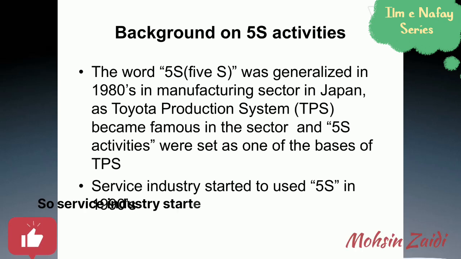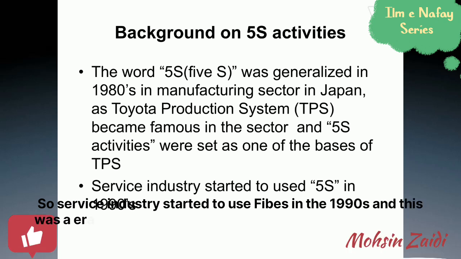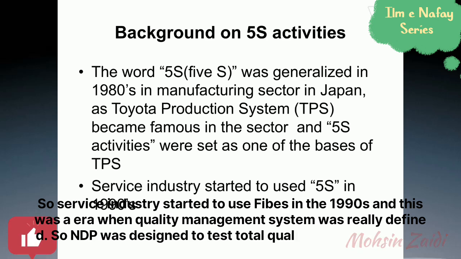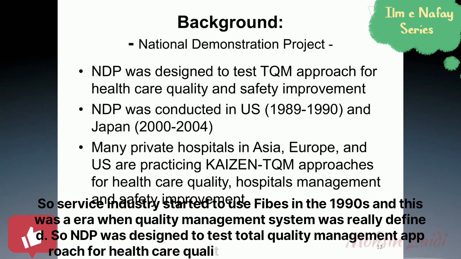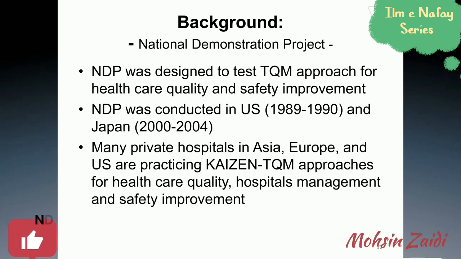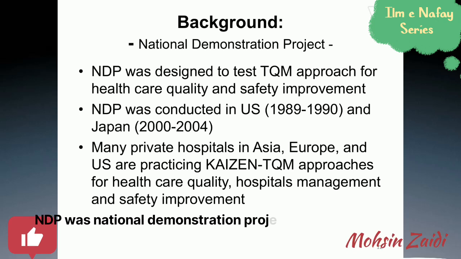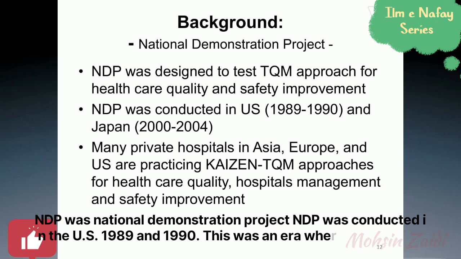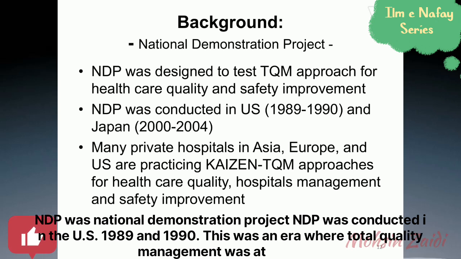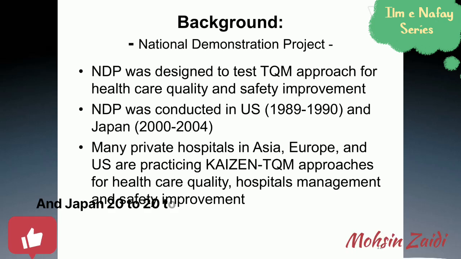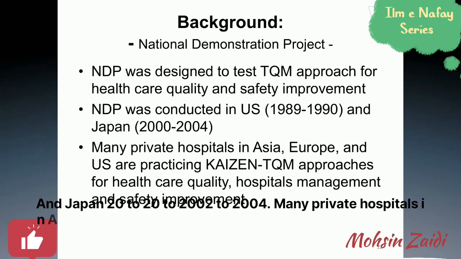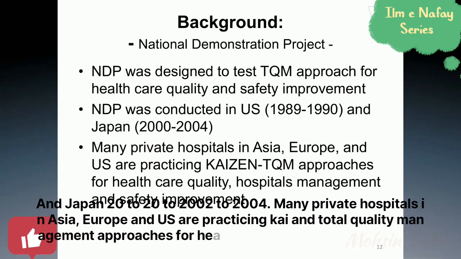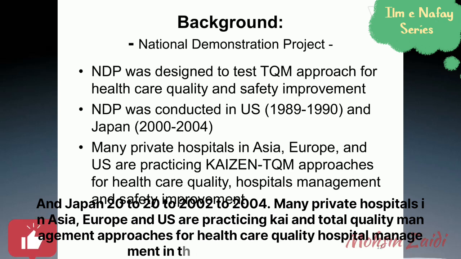The service industry started to use 5S in the 1990s, and this was the era when quality management system rules were really defined. The NDP was designed to test the total quality management approach for healthcare quality and safety improvement. NDP was the National Demonstration Project, conducted in the US in 1989 and 1990. This was an era when total quality management was at its peak. From 2000 to 2004, many private hospitals in Asia, Europe, and the US were practicing Kaizen and total quality management approaches for healthcare quality, hospital management, and safety improvement.